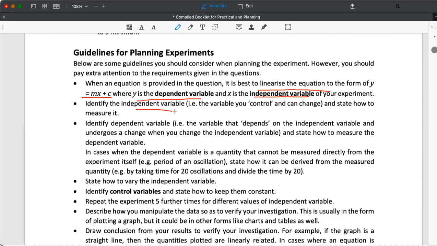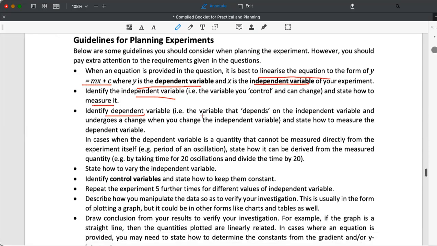From the equation, you identify what is the independent variable they are trying to control and change, and how to measure it. And then you proceed to identify the dependent variable. The dependent variable is the variable that depends on the independent variable and will undergo a change whenever you change the independent variable.